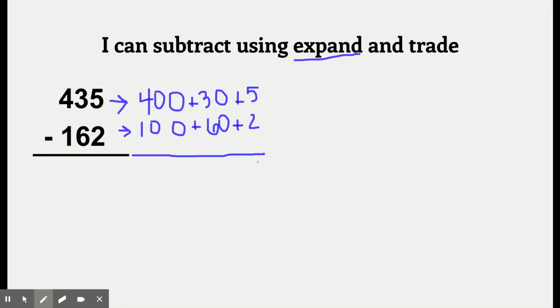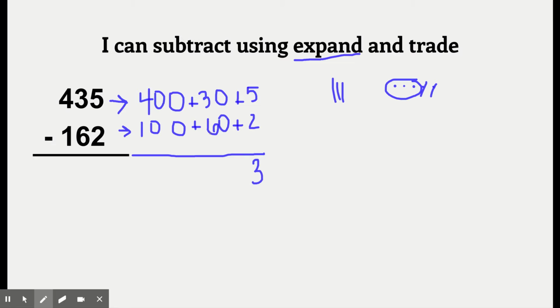So I'm going to start exactly the same way I did when I was drawing my picture, and I'm going to look at my ones. I remember I had 5 ones, and I took 2 away, which left me with 3 ones. Then I went to my tens, and I see that I have 3 tens, but I want to take away 6 tens or 60.